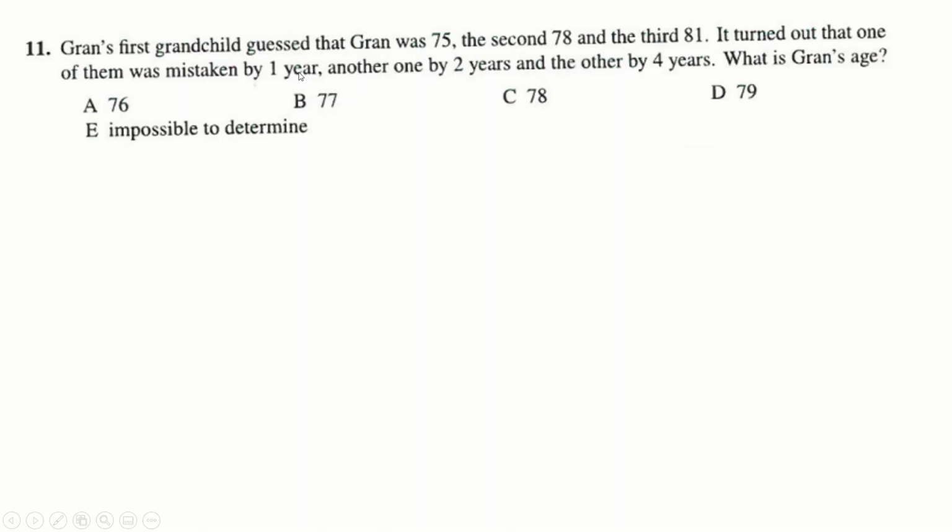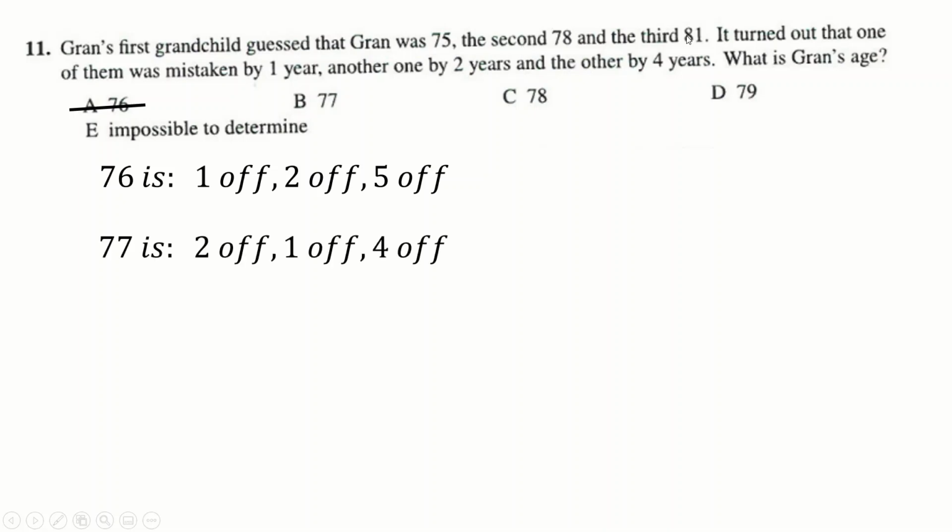Question 11. So this person is some years old, and grandchildren are guessing the age. One of them is out by 1, 1 by 2, 1 by 4. So let's just guess the answer is 76. 76 is out by 1 year, out by 2 years, out by 5 years. So it's not that. It's just out slightly by too much. 77 is out by 2 years, out by 1 year, out by 4 years, which is correct. So yay, the answer is 77.